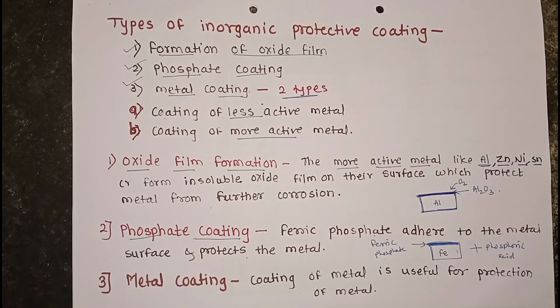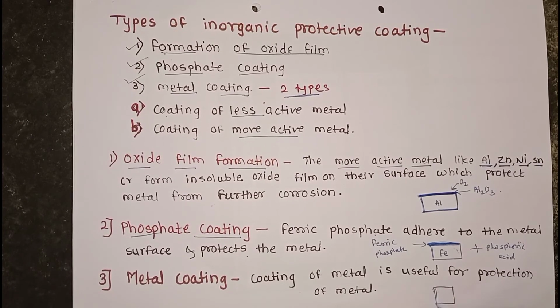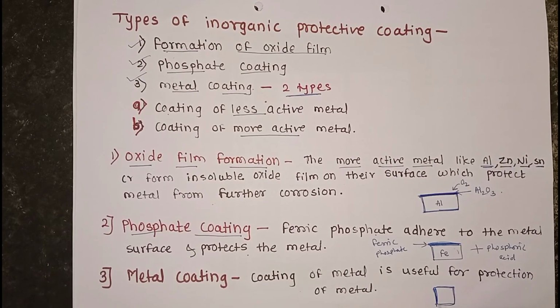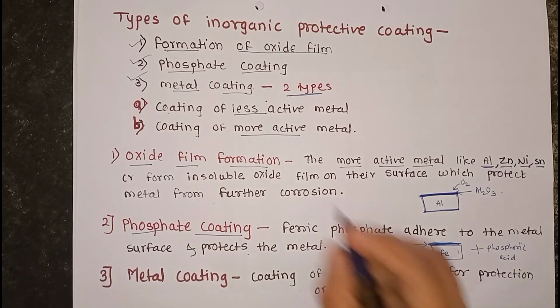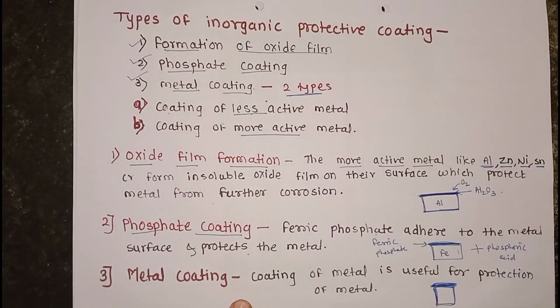Next we see the metal coatings. In this, a piece of one metal is coated on another metal. The coating metal is either less active or more active, and it can protect from further corrosion. This topic we will discuss in the next session.